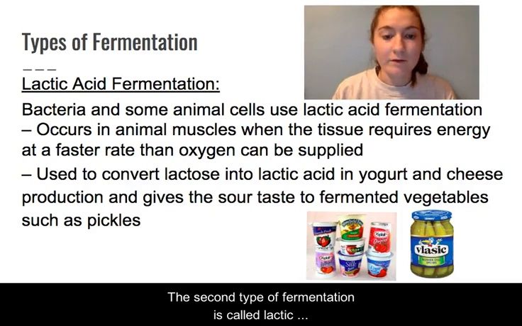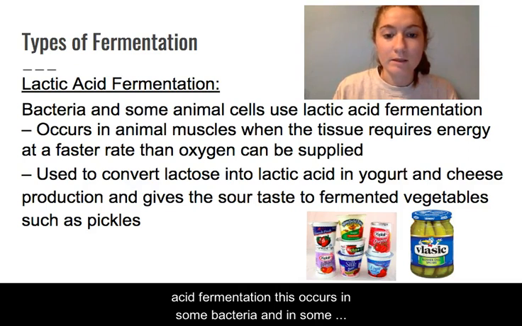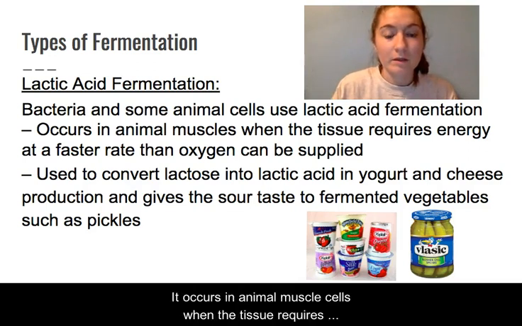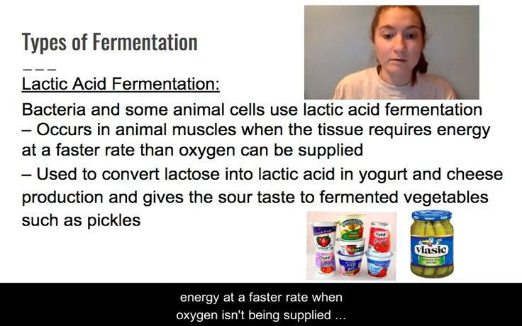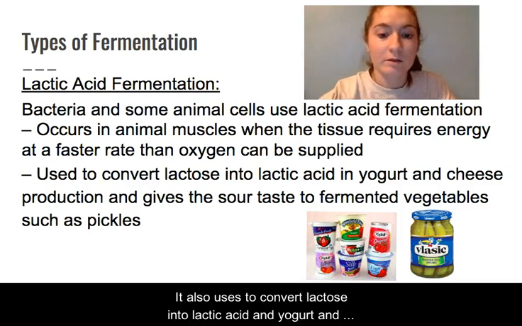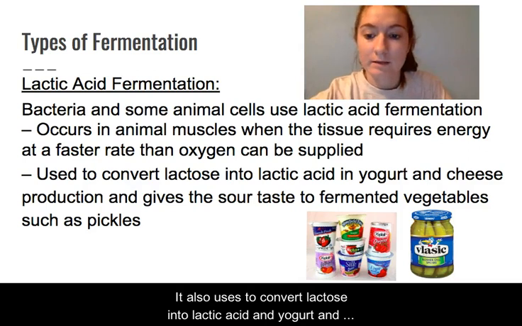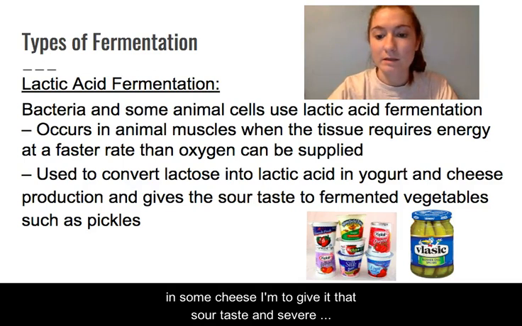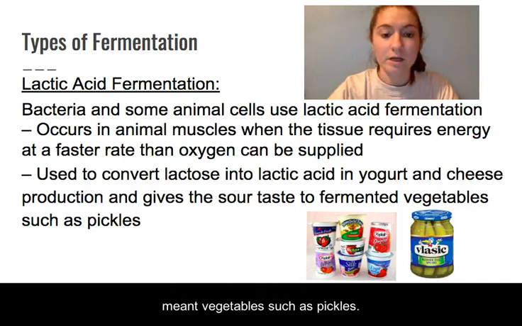The second type of fermentation is called lactic acid fermentation. This occurs in some bacteria and in some animal cells, which use lactic acid fermentation. It occurs in animal muscle cells when the tissue requires energy at a faster rate, when oxygen isn't being supplied enough, like I said. It is also used to convert lactose into lactic acid in yogurt and in some cheese to give it that sour taste, and to ferment vegetables such as pickles.